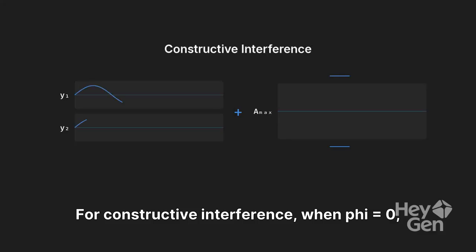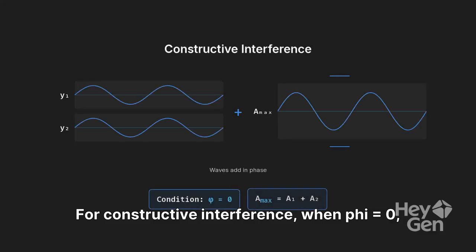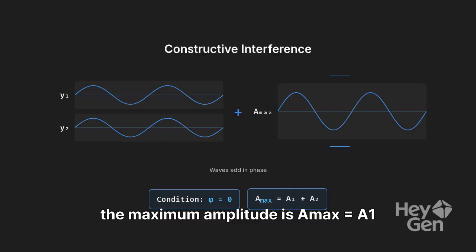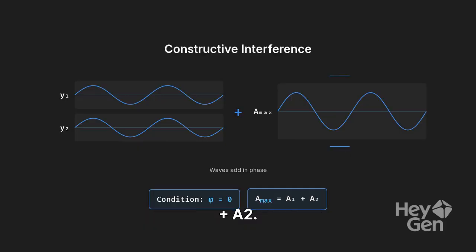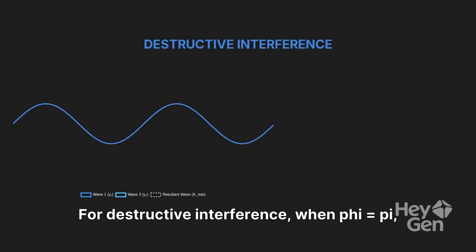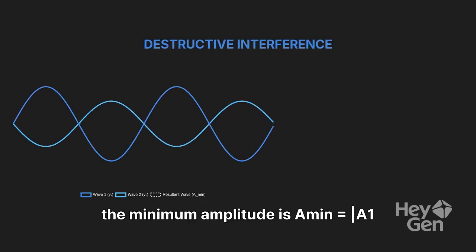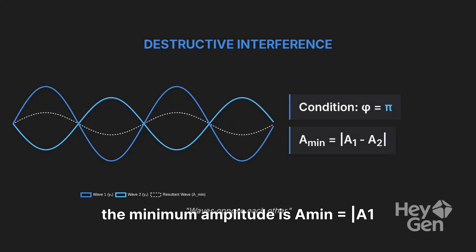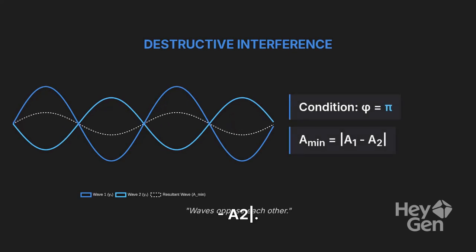For constructive interference, when phi is equal to 0, the maximum amplitude is A max is equal to a1 plus a2. Waves add in phase. For destructive interference, when phi is equal to pi, the minimum amplitude is A min is equal to vertical bar a1 minus a2 vertical bar. Waves oppose each other.